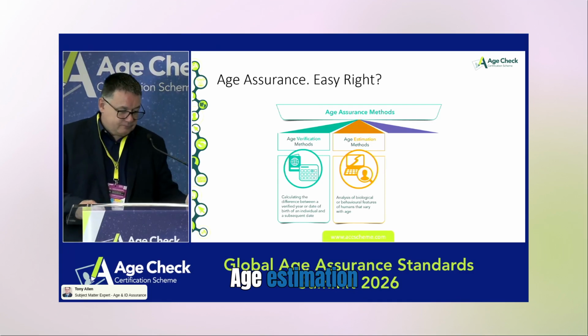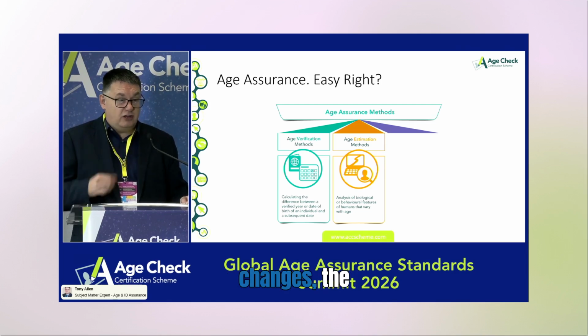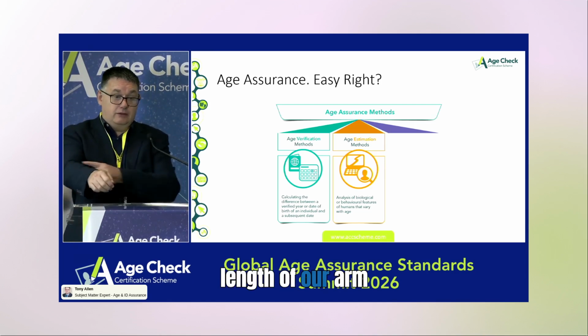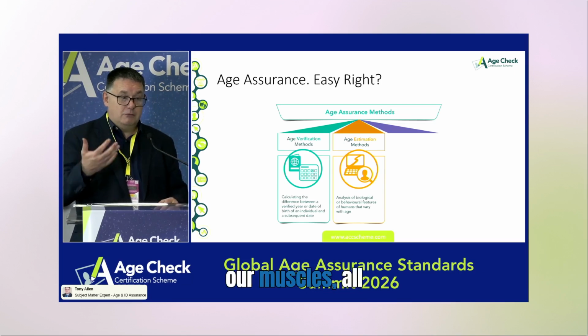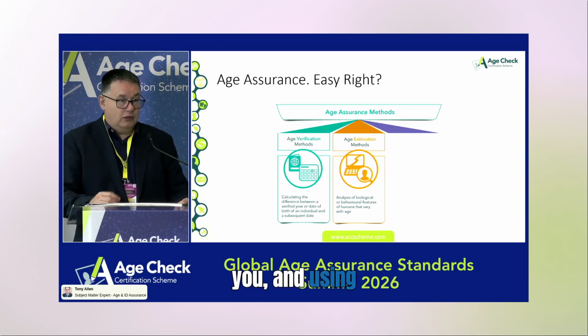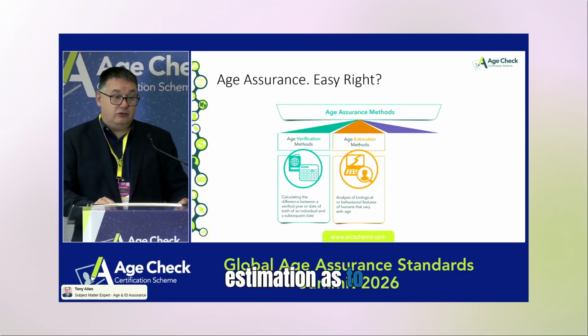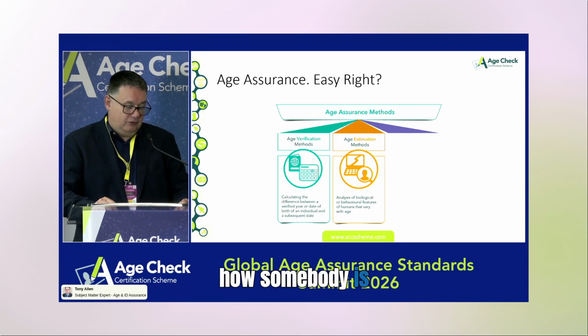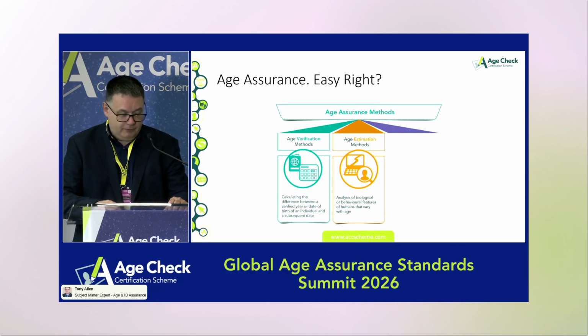Age estimation is always about the biological features of humans that vary with age. So our face changes as we get older, our voice changes, the size of our hands changes, the length of our arm changes, our pulse changes, the way in which we move, our muscles all change as we get older. And so you can analyze those things, and then using machine learning and other techniques, you can come up with an estimation as to how old somebody is, to varying degrees of confidence and accuracy. But that's always about the biological and behavioral features of humans that vary with age.